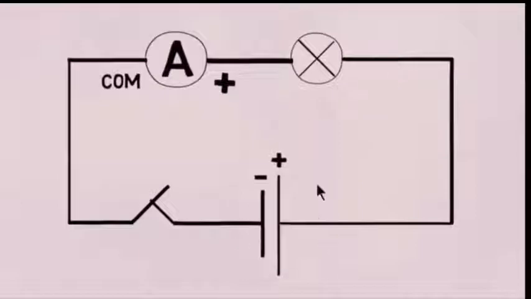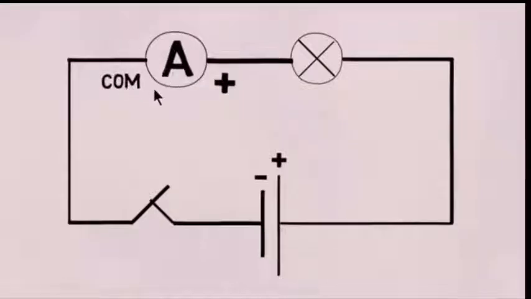This is the symbol of the dry cell, negative pole and positive pole. This is the symbol of the lamp. This is the symbol of the ammeter. This is the closed switch. And these are the connecting wires.